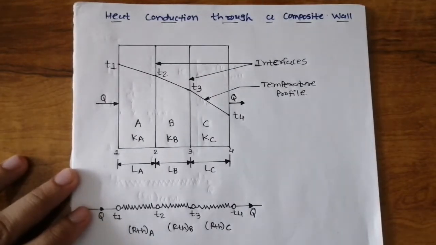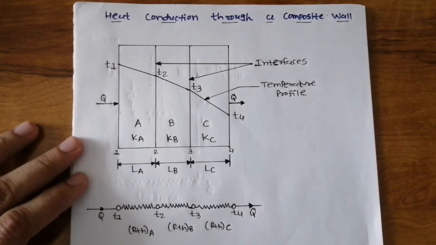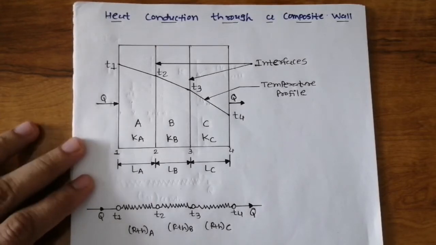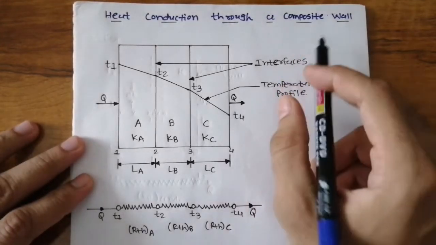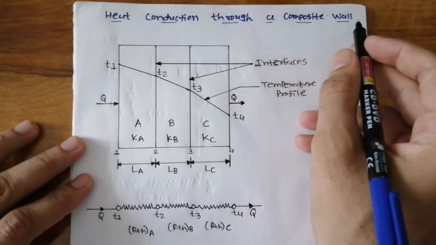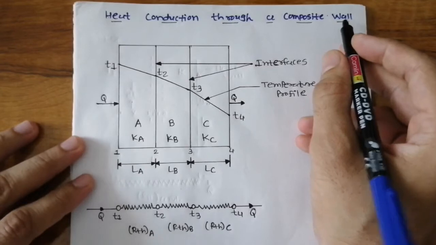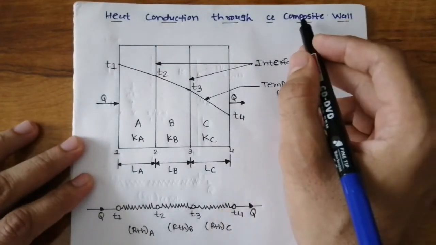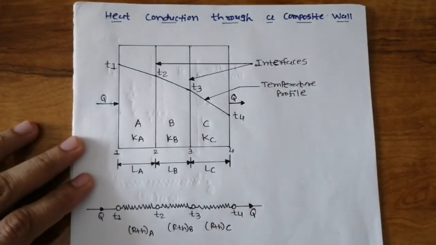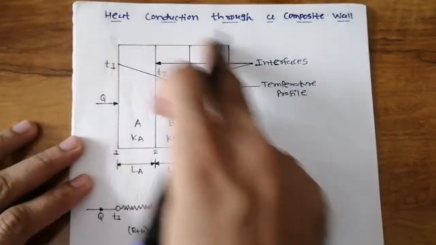Now we are going to discuss heat conduction through a composite wall. First of all, what is a composite wall? A composite wall means a wall containing more than one layer with different thermal conductivity. Now we consider that transmission of heat through a composite wall consists of more than one layer. You can see the figure here.